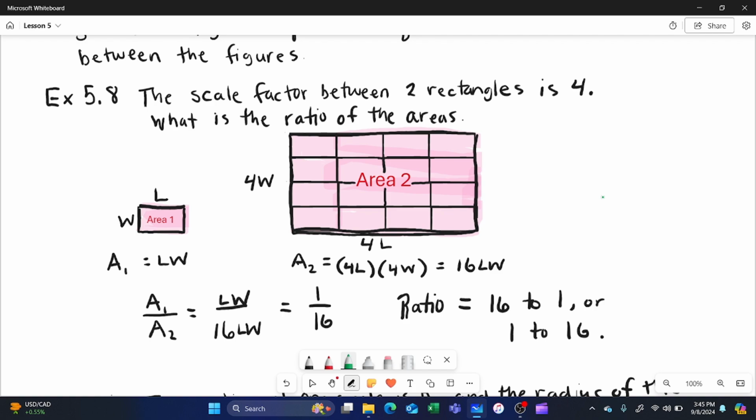The formula they give us is just as easy to understand. You have a width and you have a length, and you have a scale factor given to you as a 4. So it's 4 W's and then 4 L's. So the area 1 will be length times width. The area 2 will be 4L times 4W, and that'll be equal to 16 LWs. You put area 1 over area 2, you'll have LW over 16 LWs. This is a 1, so your answer is 1/16. So the ratio can be said as 16 to 1, or it can be 1 to 16, left to right. Pretty simple concept.